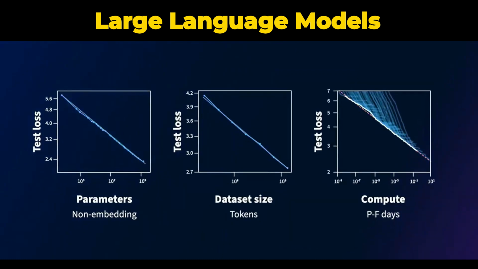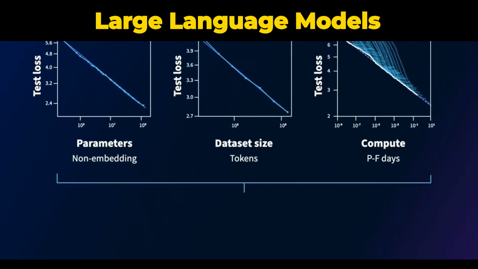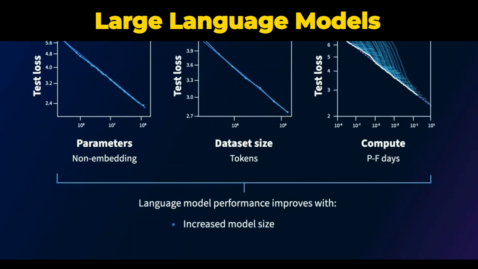Now, if we take all three graphs together, they're telling us that language modeling performance improves as we increase the model size, the amount of data for training, and the amount of compute used for training. So, for best performance, all three factors must be scaled up together.